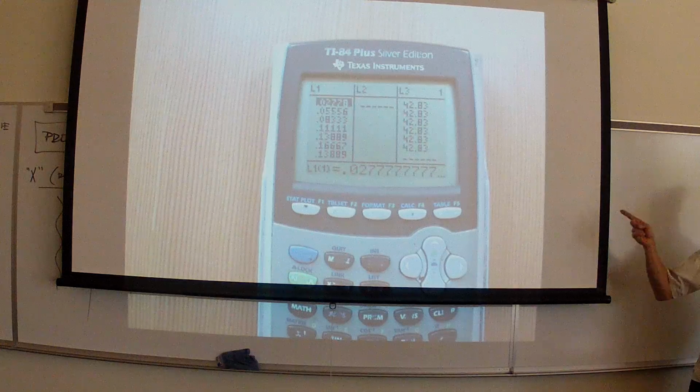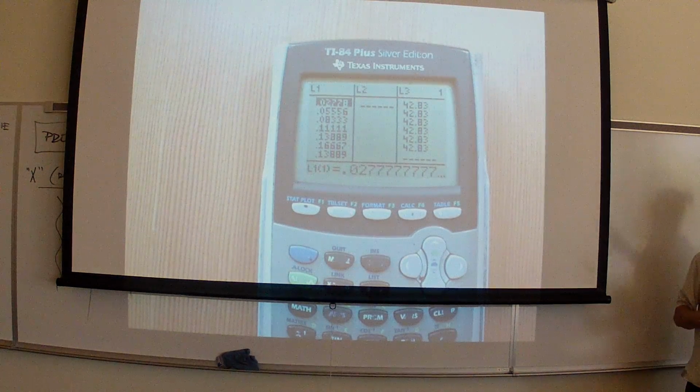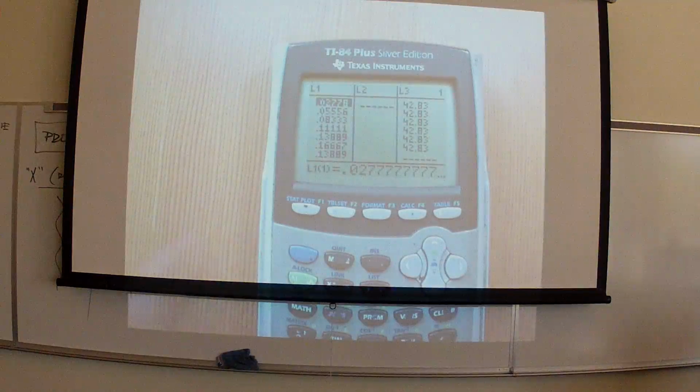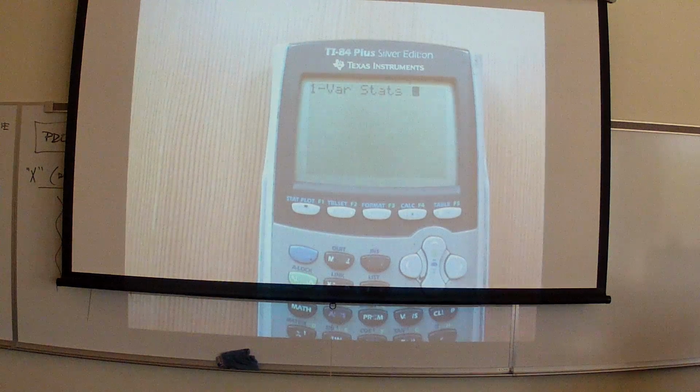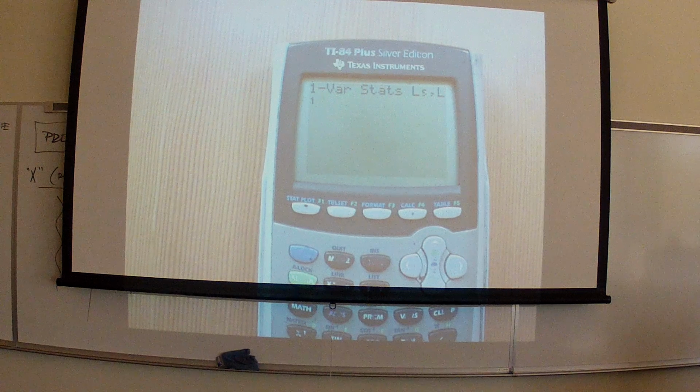So here's what I've got right here. I've got the L1s over there. My L5 is where my 2, 3, 4. And so what I'm going to do is I'm going to run stat calc 1var on L5 and L1. So this looks a little weird, and chances are you guys didn't have to do this, but because I already had the 2, 3, 4, 5 in L5, that's where my data is. And then my frequencies, or in this case relative frequencies, are in L1.